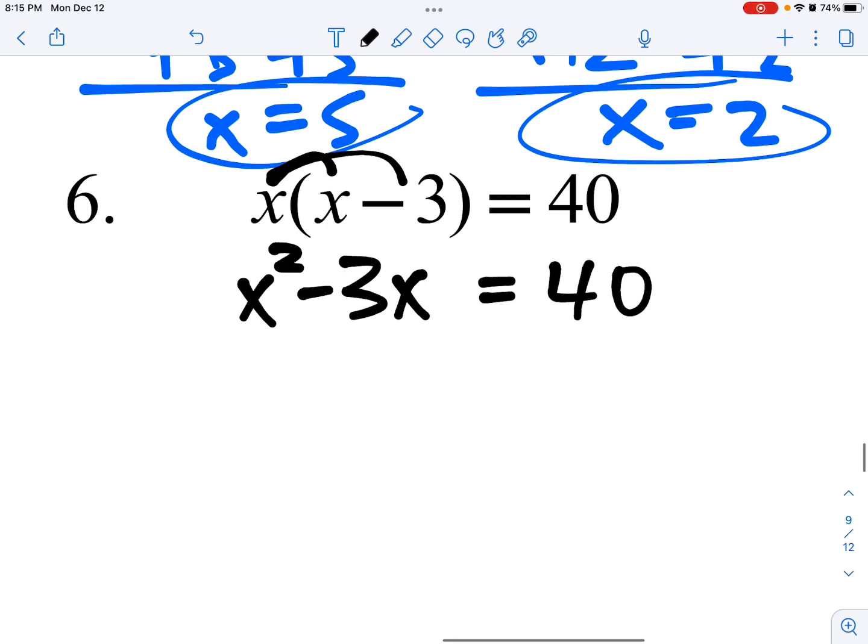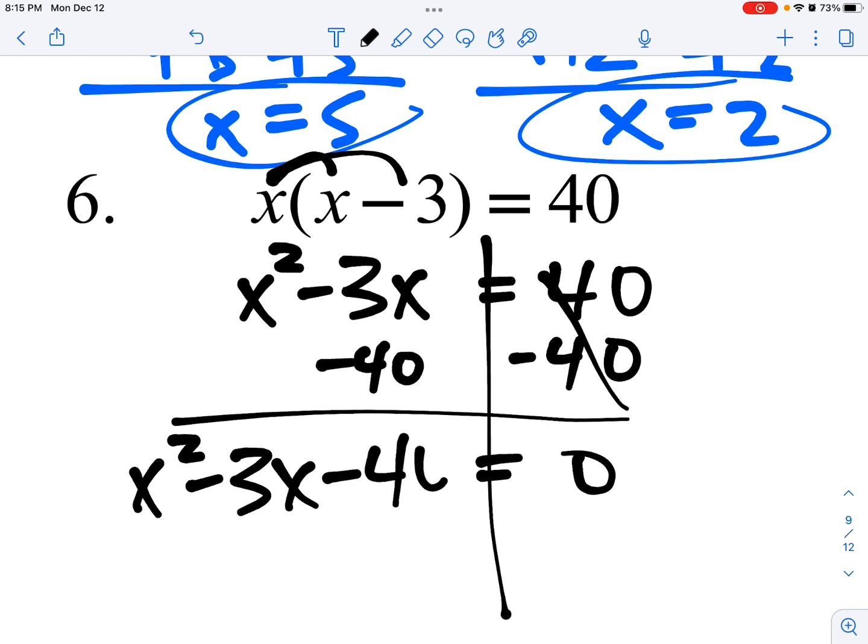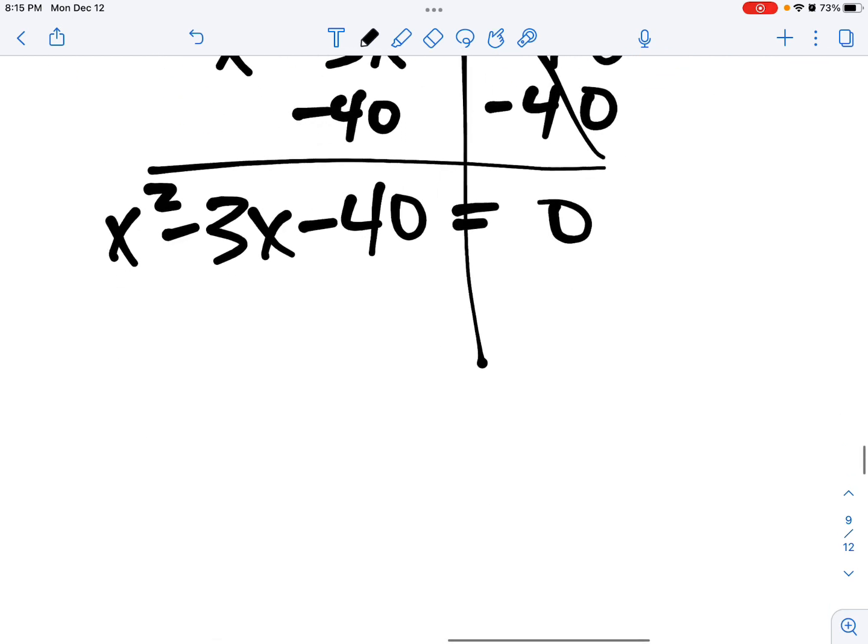And now I still don't have a 0. So I guess I should minus this 40 over so that I get equal 0. Okay, that's good. I feel like I'm making progress. X squared, -3x, -40. Those are all different. I just need to write all of those. Super. Now I'm going to do my x.